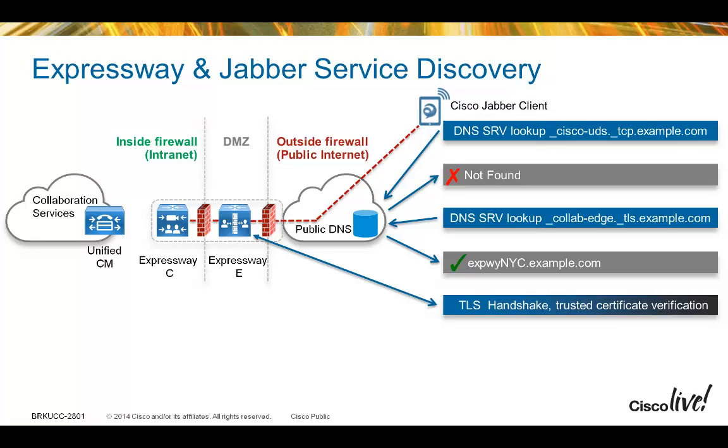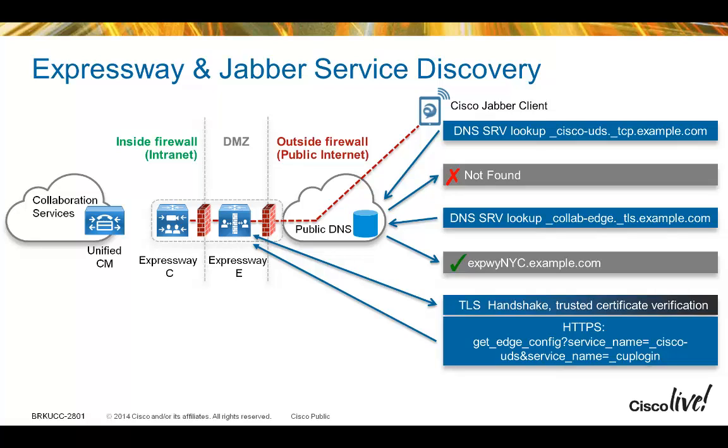And then once we have this HTTPS connection up with the Expressway E, the first thing that we're going to request is our edge config. And by the way, also, I need that Cisco UDS record. Ask the Expressway C to resolve that UDS record on behalf of the remote client, but do it with internal DNS. All right? Once we send that request in, Expressway C is able to find the UDS record on the inside and have that connection through the communications manager. So this is simplified service discovery, but the two key records we need for Expressway MRA are Cisco UDS on the inside, collab edge on the outside.